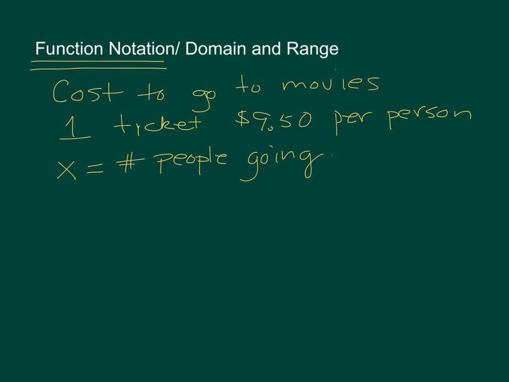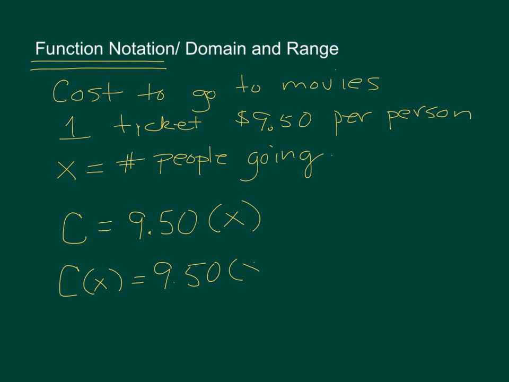So if I wanted to know how much it was going to cost, I might say that the cost was $9.50 times the number of people. But function notation would say, if I want to say that the cost depends on the x, we might say this, c of x. It's just a different way to write it that tells me that the cost, c, depends on x. Now I don't do anything on the left-hand side of this. Everything I do is going to be on the right-hand side.